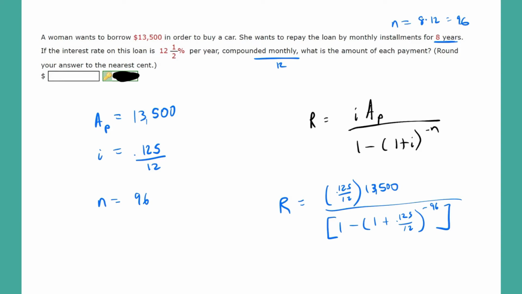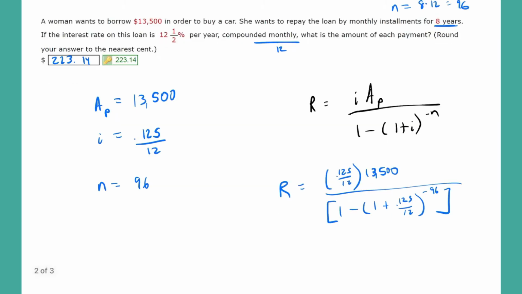I am getting 223.138, which would be 14 cents if you round it to the nearest cent. And there it is. So that's how much she would have to pay per month for 8 years in order to pay off that car. That's a really high interest rate. I wouldn't buy that car at that interest rate.